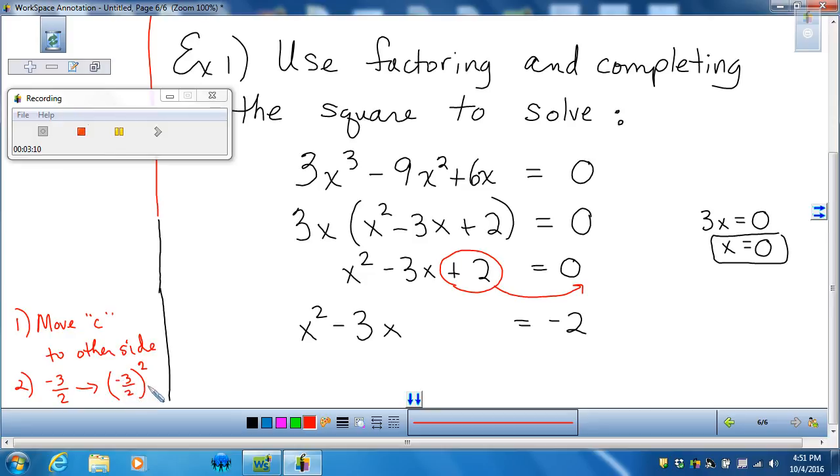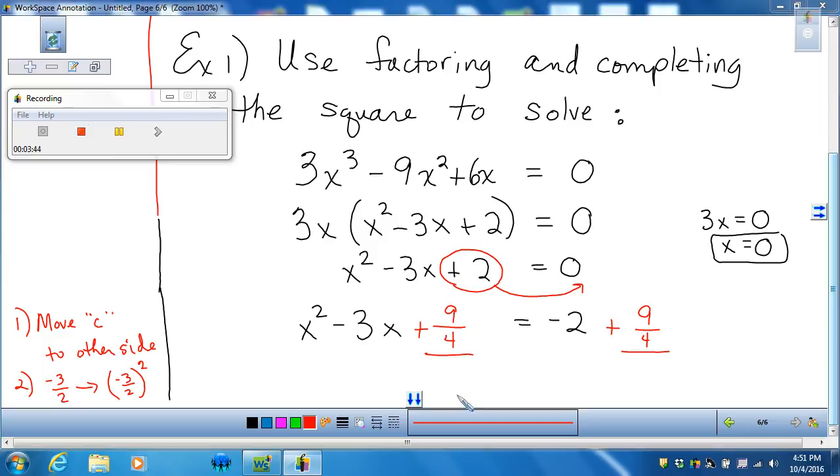When you square a fraction, multiply the top times itself. Negative 3 times negative 3 is a positive 9. 2 times 2 on the bottom is a positive 4. Okay, so the number that I'm adding on the left side of my equation is 9/4. Now whatever I do to one side, it's the golden rule of algebra. Whatever you do to one side, you got to do to the other. So I'm adding 9/4 to the other side as well.